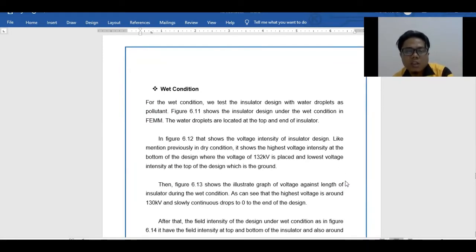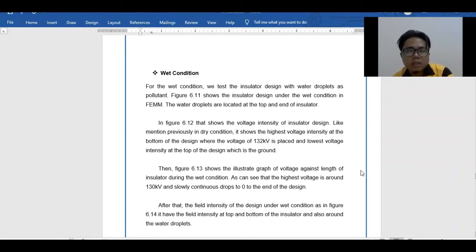So next is the wet condition for our X-tech insulator design. We have done the insulator design under the wet condition in FEMM. We put the water drops located at the top and the end of the insulator. Figure 6.12 shows the voltage intensity for the insulator design. It is the same as the result for the dry condition, with the highest voltage intensity at the bottom, which is where the 132 kV is placed, and the lowest intensity at the top of the design, which is ground.